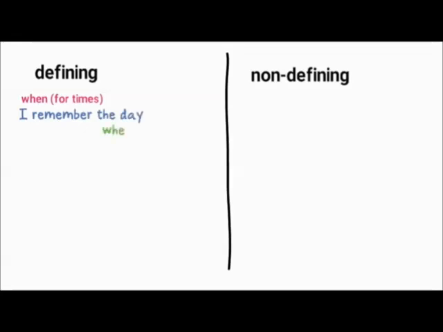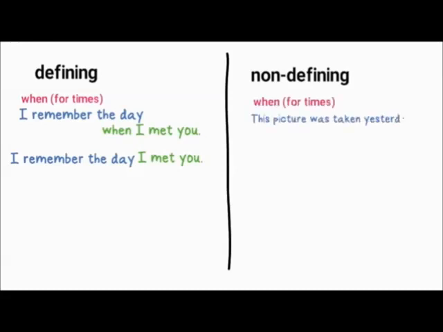I remember the day when I met you. Essential information, so defining, and additionally in defining relative clauses, using when, the when can be omitted. So you could also say, I remember the day I met you. And this picture was taken yesterday when it was raining. This is adding extra information, so therefore it's a non-defining clause.